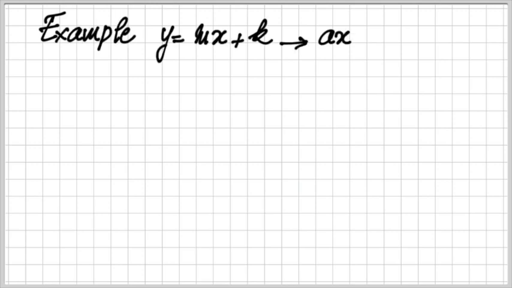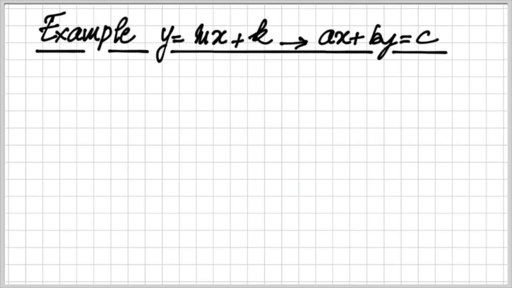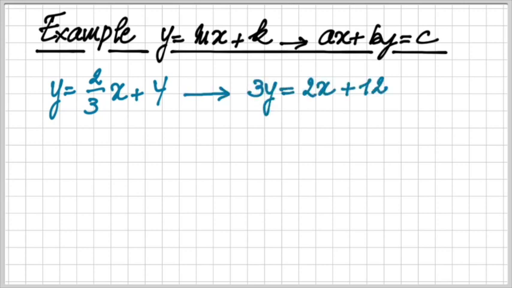Let's apply this on an exercise. We go from the point slope expression to the standard expression. We have the equation y is 2/3 x plus 4. We have a positive slope in this case, and the y-intercept is equal to 4. What we do first is multiply everything by 3. So we find 3y is 2x plus 12.